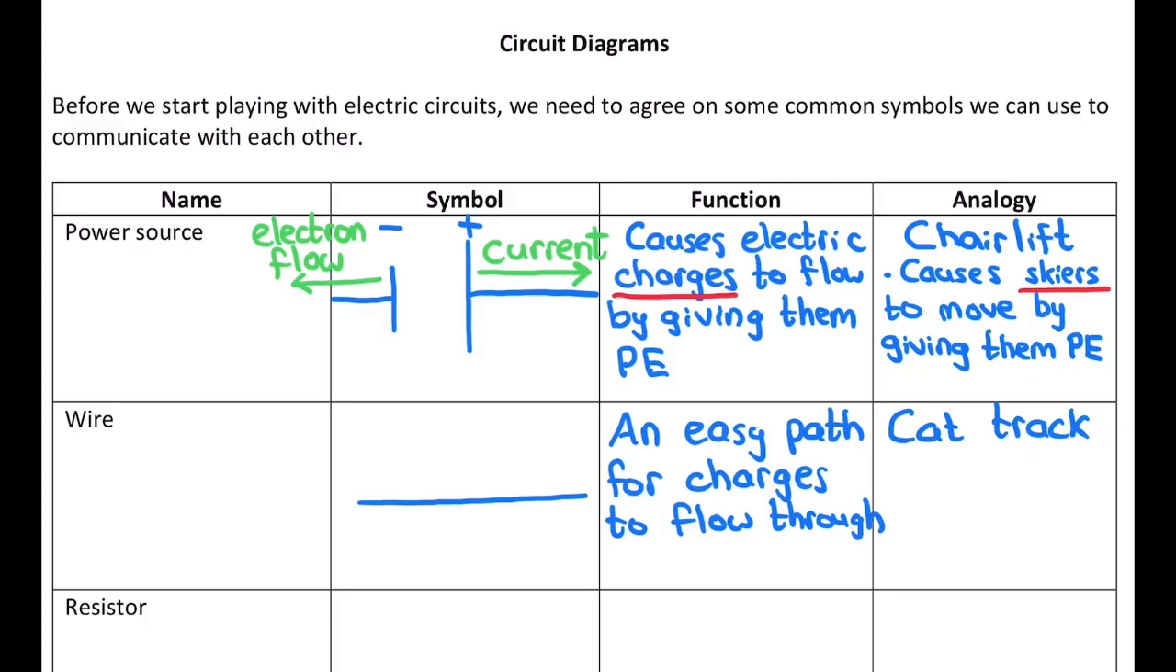The other reason a cat track is a lot like wires is that as charges flow down a wire, they keep their potential energy. And as skiers ski down a cat track, they tend to keep their potential energy as well. Cat tracks don't go very steeply downhill. They're normally quite flat. So you maintain a lot of height while you're skiing on one.